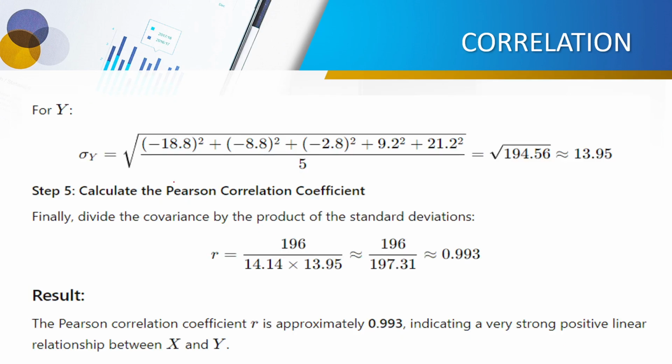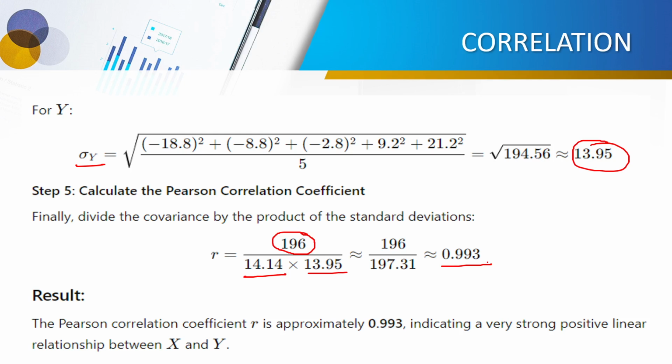Same way, the standard deviation of y will be 13.95. And lastly, for the Pearson correlation coefficient R, we take 196, which is your covariance, divided by 14.14, the standard deviation of x, and 13.95, the standard deviation of y. Simply multiply these values, so you'll get 0.993.